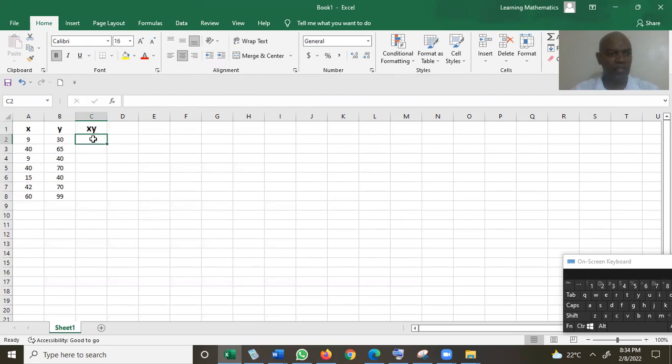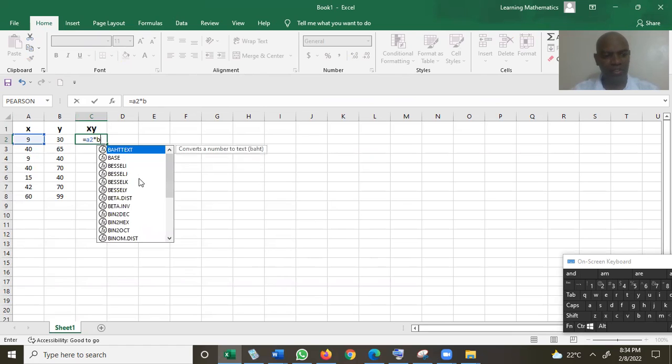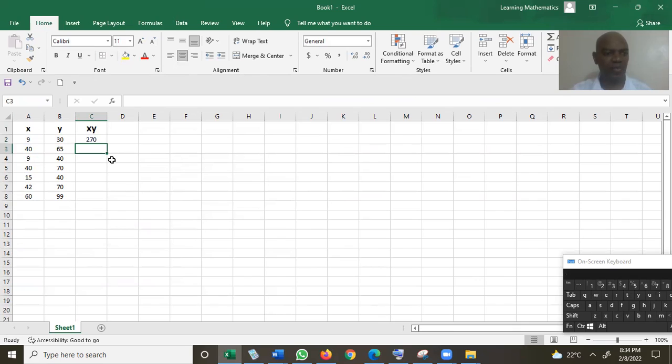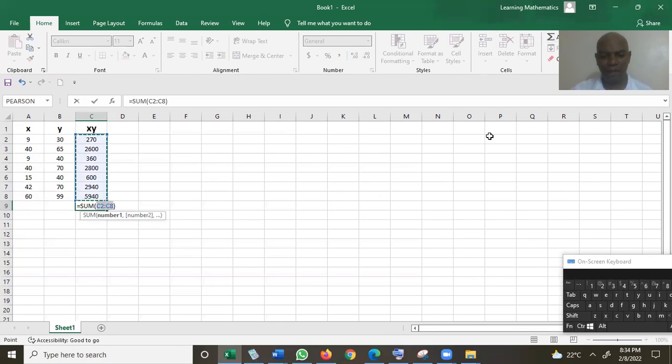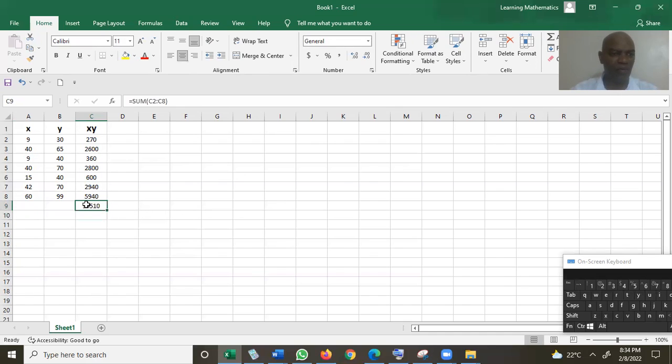To do an xy in Excel, you simply type equal. 9 is in A2, so you type A2 times B2, where 30 is in B2. Here's the first xy. You go to your little green rectangle, you double click on it, and here are all the other xy's, and then you find the sum thereof. This is the sum of xy.